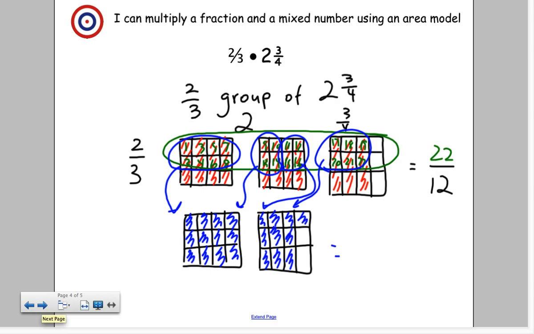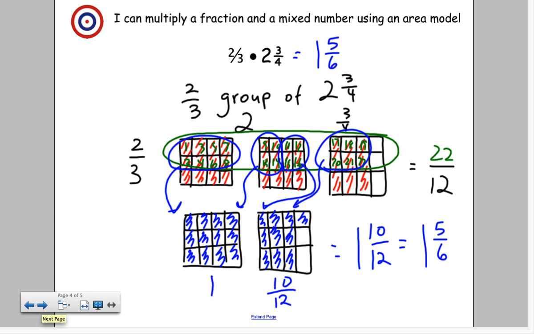And what I end up having is 1 whole amount and 10 twelfths of another one. So I could say that it's 1 and 10 twelfths. And if I reduce this, if I actually make this a reduced fraction, I end up with 1 and 5 sixths. So 2/3 groups of 2 and 3/4 is 1 and 5 sixths.